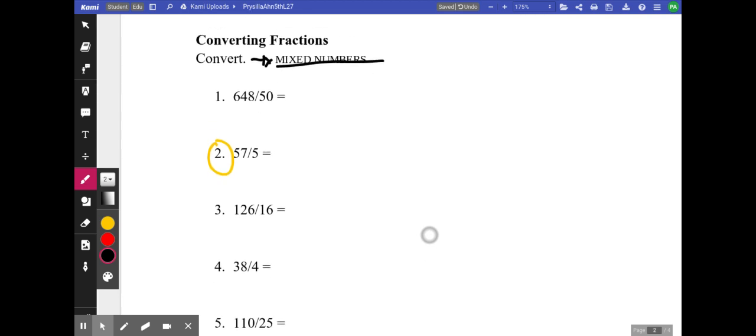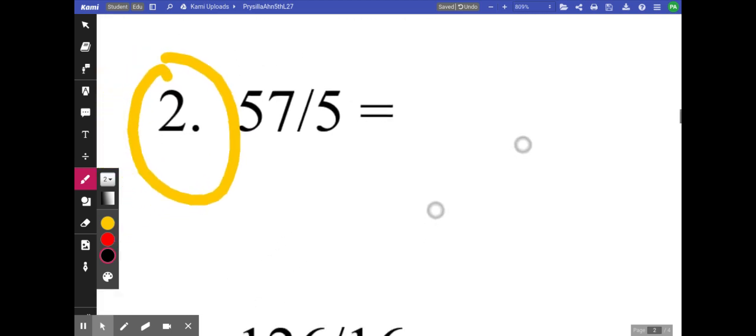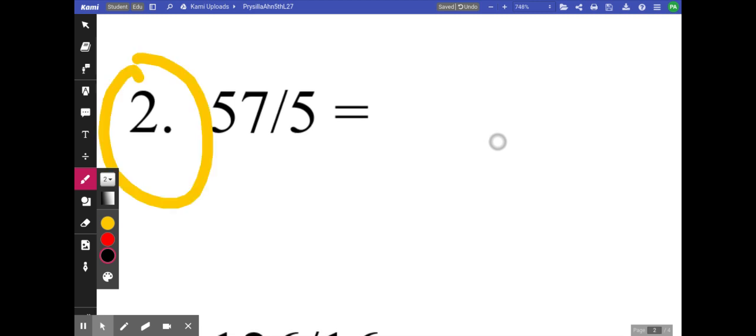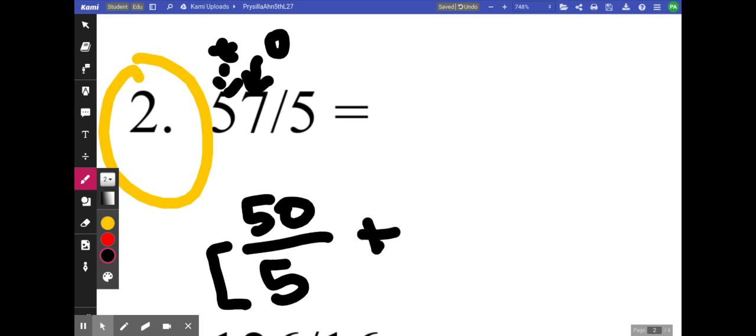Next, converting fractions. We're going to be specifically converting these improper fractions to mixed numbers. And the easiest way, in my opinion, to do these is to break it down by its own places. So what I mean by, since this is the tens and this is the ones, we're going to break it up that way. So this is 50, so 50 over 5. You always have to remember this denominator. And then we're going to plus, because we're basically getting 57, 7 over 5, which is the ones.